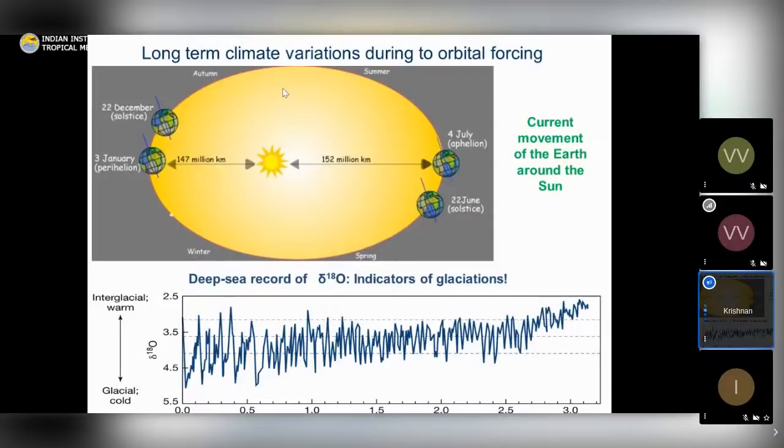And this is a typical example of the Earth's orbit around the Sun, which is an elliptical orbit. And variations in the orbital parameters can lead to variations in the solar insolation. And so these variations in the solar insolation have given rise to climatic variations on very long time scales, and these are measured from the oxygen isotope records from the deep sea records, deep oceans.